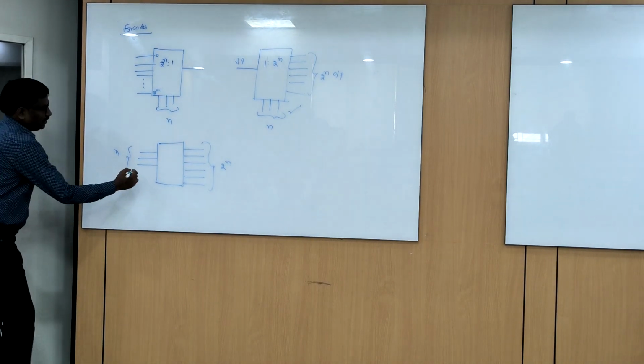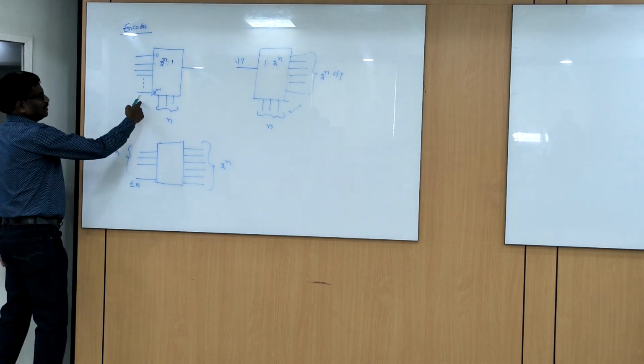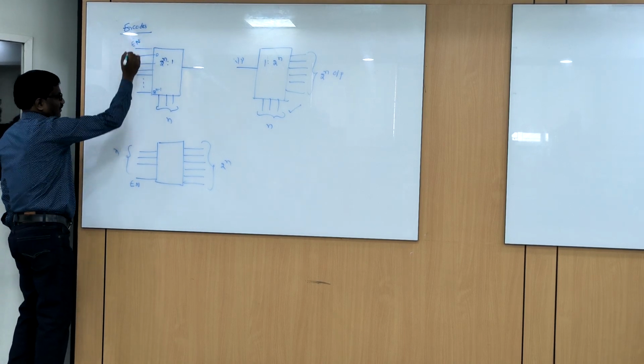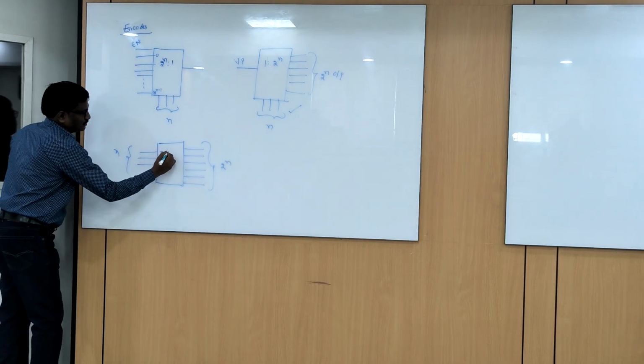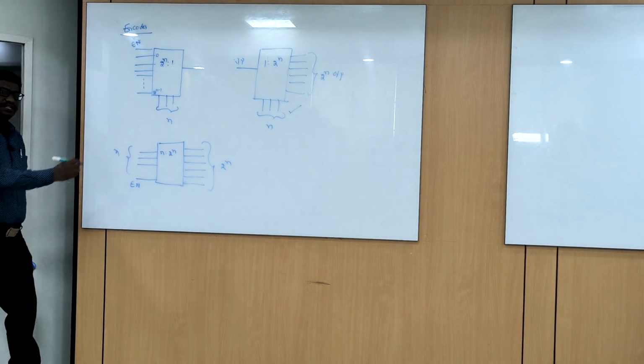Okay, there will be one enable input, if at all you have. For multiplexer we can have one enable, right? So we are continuing with the enable. Then it is n is to 2 power n. No more selection lines. This is decoder.